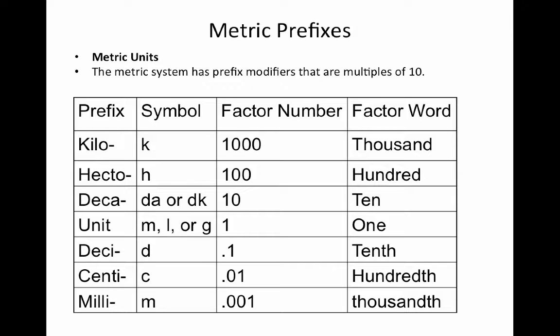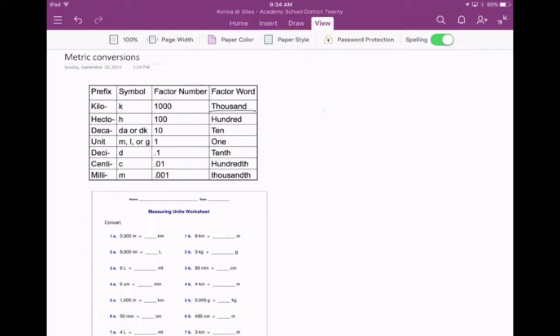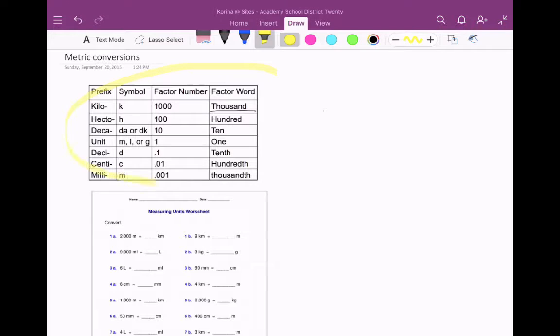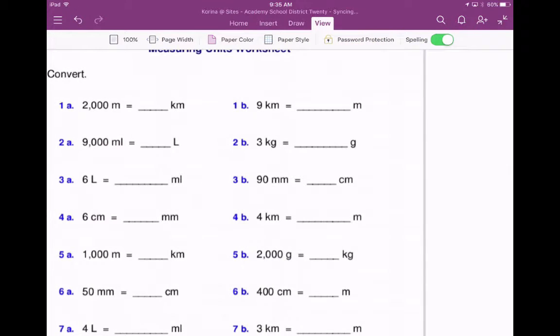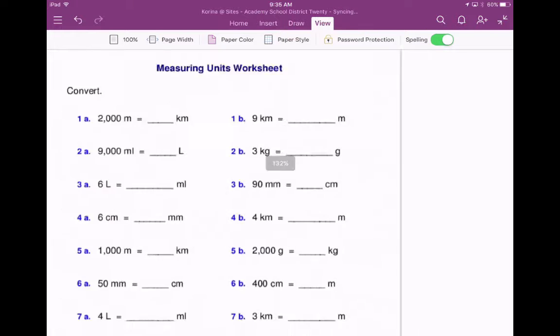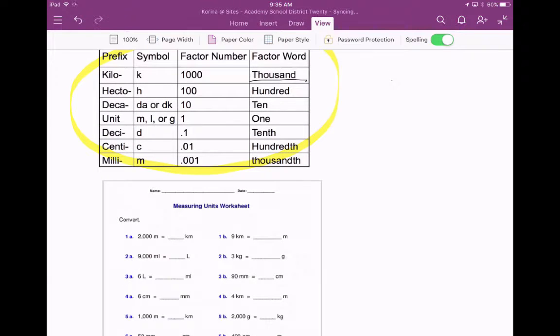This chart is going to be super useful for you. I highly suggest that you memorize the prefixes and their factor numbers. So when we do metric conversions, we're going to use this prefix chart that's right here. This is what we already have in our notes, and it just tells us again the factor word and the factor number that we're going to be using. We're also going to be working through these problems together today to learn how to convert between units. We probably won't do them all, but we'll do a couple together and then you can try a couple on your own. So let's start with our first one, 1A.